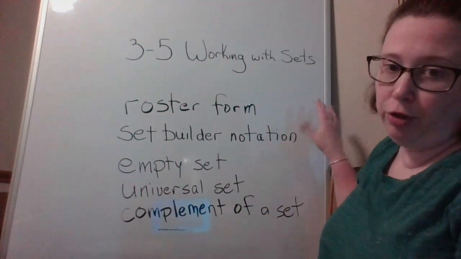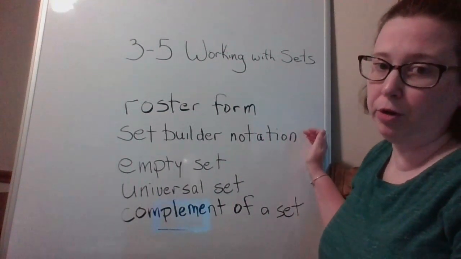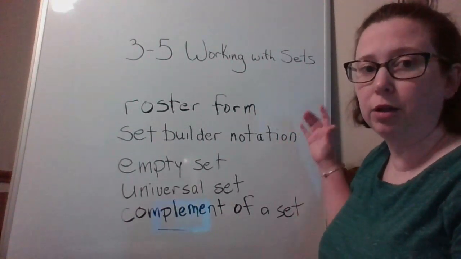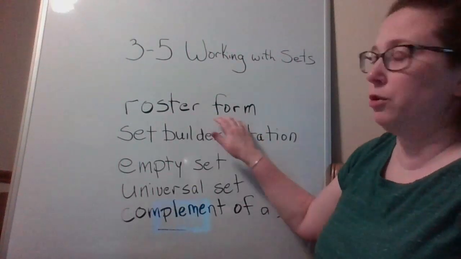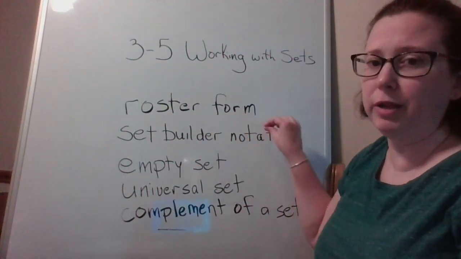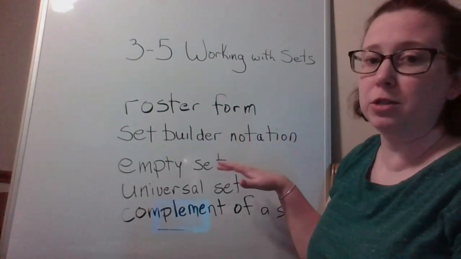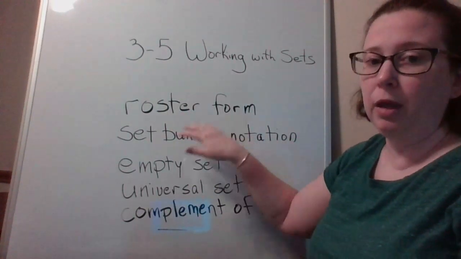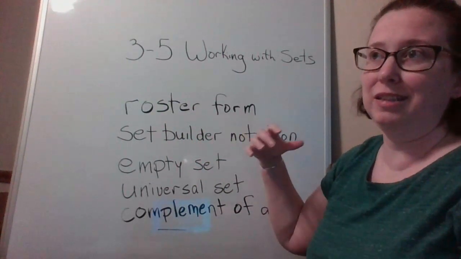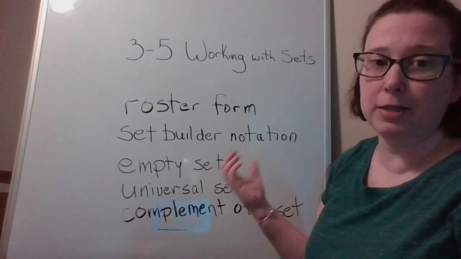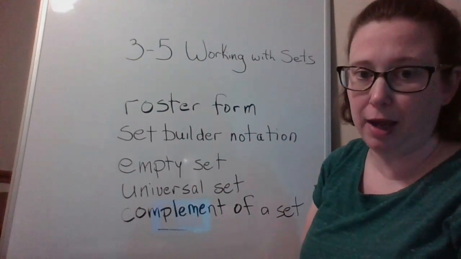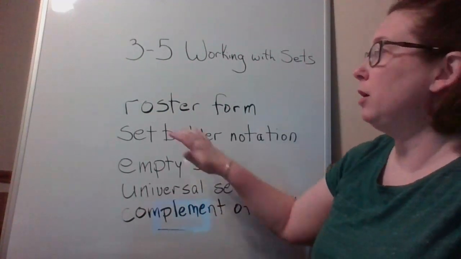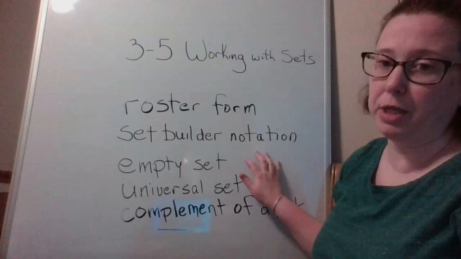The first 2 vocab words, roster form and set builder notation, are both ways that you can write the contents of a set. Roster form is essentially a list of all of the elements in a set. If your set is small, say you have 5 items, roster form is fine. If you have a set that is infinite, maybe every whole number greater than 3, it is literally impossible to write out every element in that set. So you're better off going with set builder notation.